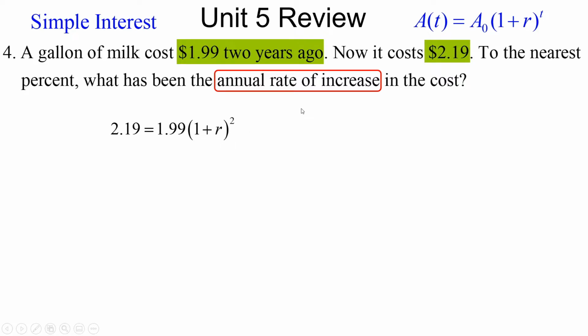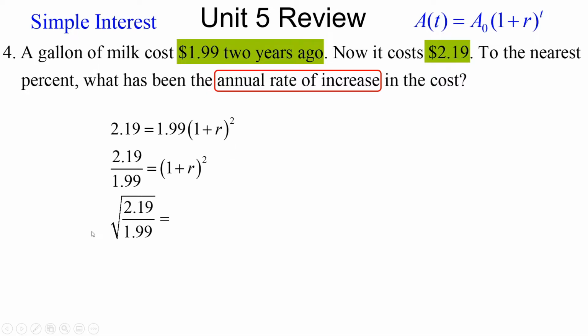So now it's just simple algebra. Well, first thing I would do is divide both sides by $1.99. So on the left, I have $2.19 divided by $1.99. And on the right, I am left with that quantity 1 plus r to the second power, my growth factor to the second power. Now I have to get rid of that exponent, so let's just square root both sides.